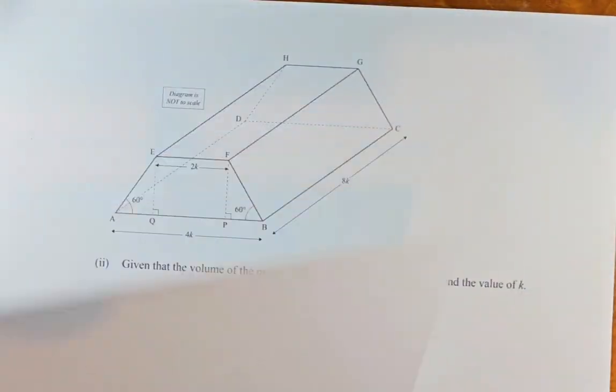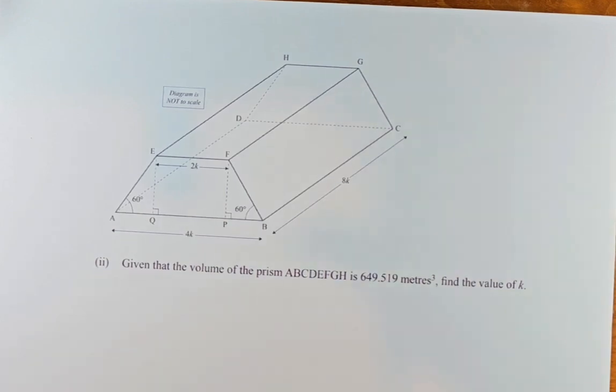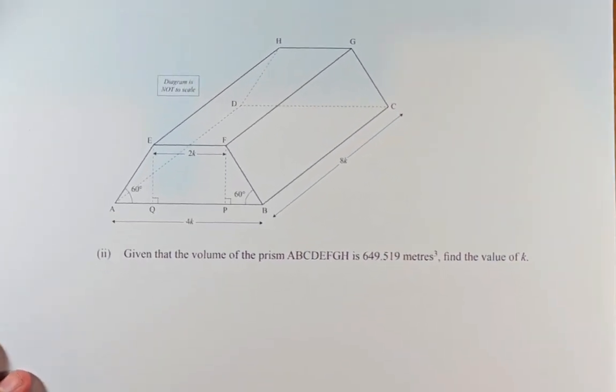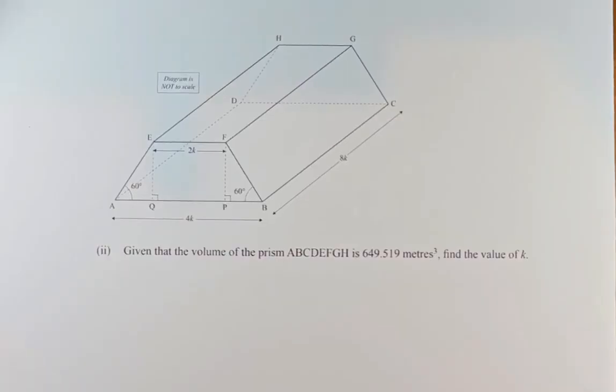And that is the excellence question in fact, and the excellence question sounds like this. In the same trapezium, given that the volume of the prism, this whole prism, is 649.9519 meter cube. Find the value of K.